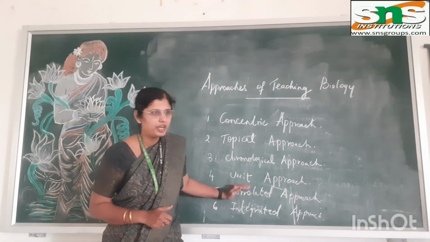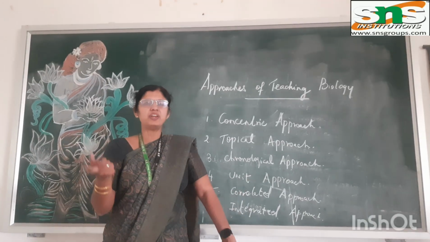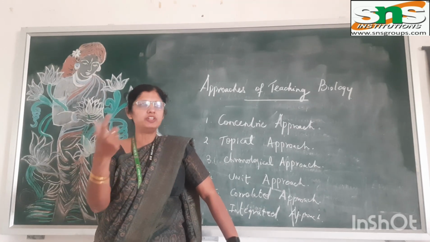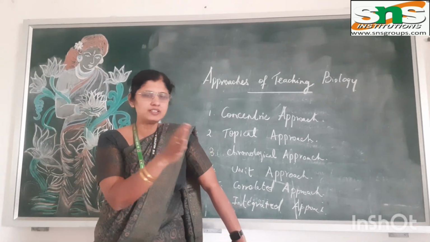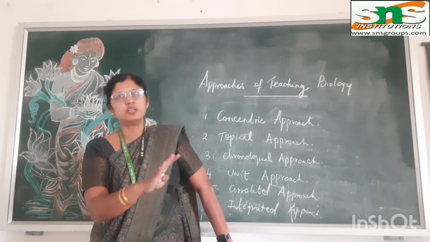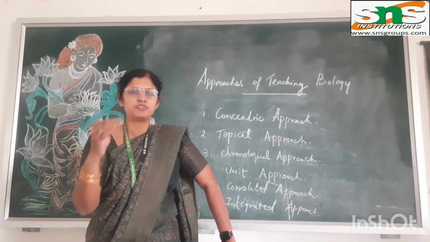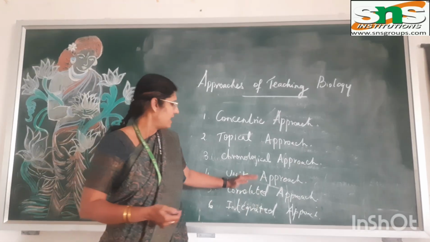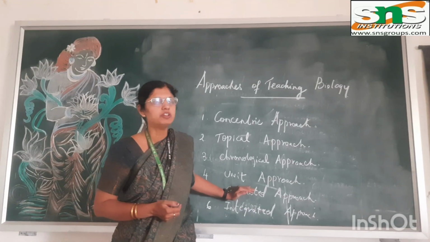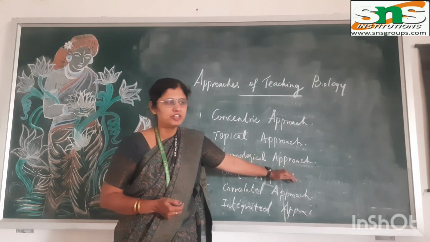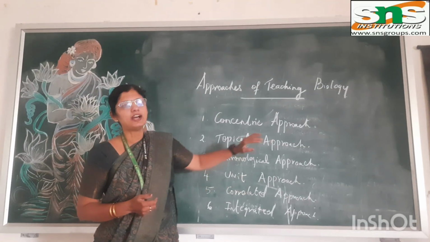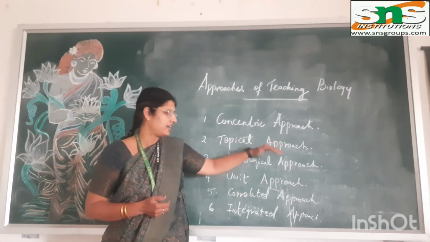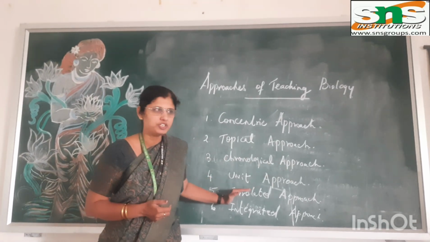And then correlated approach. Correlation means we can relate one subject with another subject. For example, biological science: botany always relates with zoology, and zoology and botany always relate with physical science and biological science. There is always a correlation with mathematics and also with the language subjects too. We can relate our subjects with other subjects too. How it is related with other subjects, we need to introduce here.